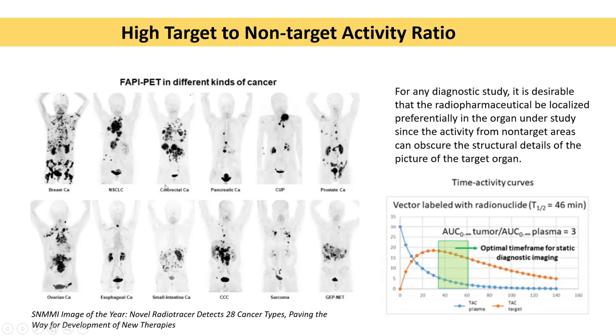And that's the image of a new pharmaceutical called gallium-68 FAPI, or fibroblast activation protein inhibitor. It can be used for detection of about 28 cancer types, from breast cancer, colorectal cancer, pancreatic cancer, and many more. It has a high target to non-target activity ratio. This tracer is preferentially taken up by the cancer cells, or the tumor, with minimal uptake by the background cells. So that's about the different properties of ideal radiopharmaceuticals.